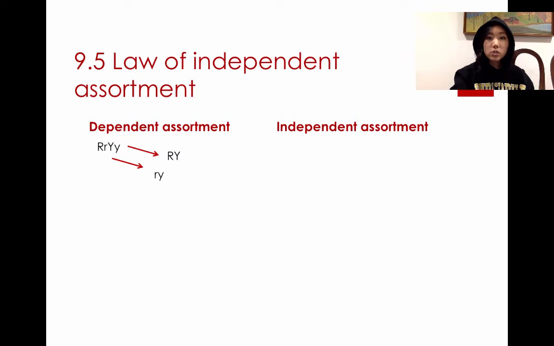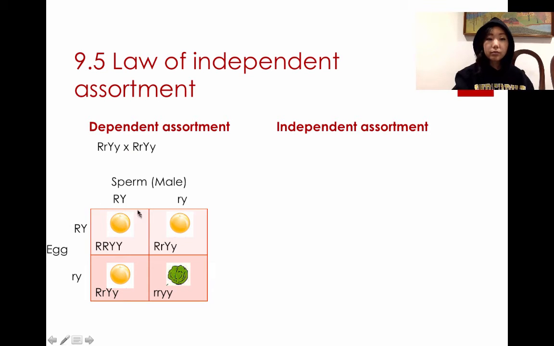So to determine the offspring, to cross this, we would create a Punnett square. And remember, each one of these heterozygous parents can only produce sex cells that are either both dominant or both recessive. And when you cross the sperm cells and the egg cells together, these are the only combinations you can get for offspring. So each one of these small boxes represents the offspring, and you can see the only possibilities are smooth and yellow or wrinkled and green.